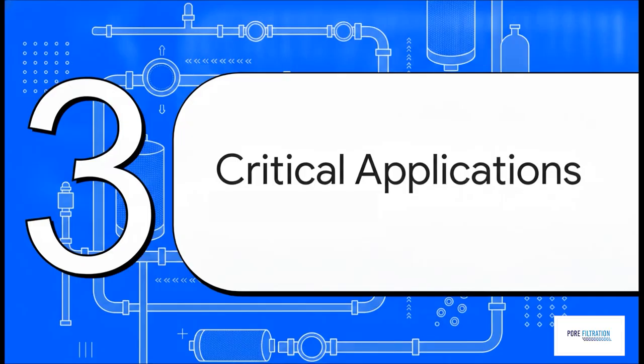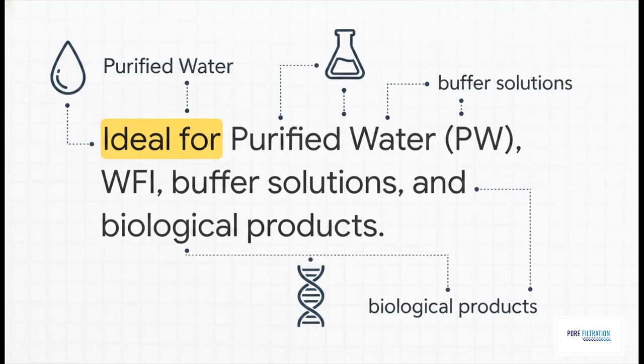All right, let's look at Section 3, Critical B2B Industry Applications. Where are these actually being used? In the pharmaceutical sector, precision is absolutely non-negotiable. That low protein binding and sterilizing grade retention is exactly what makes PES the go-to membrane material here. We're talking about processing critical high-stakes fluids: purified water, water for injection, complex buffer solutions, biological products, even sterile eye care solutions. When your margin for error is literally zero, this is the technology you rely on.